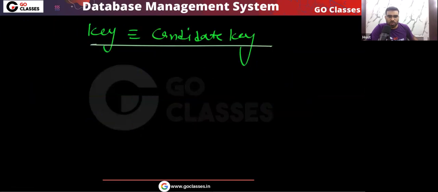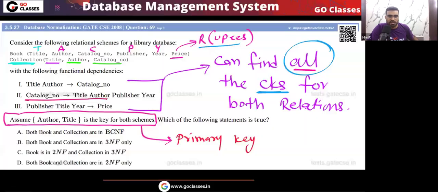This is the analysis of this GATE exam question. So please tell me what is the final answer. The collection table is in BCNF and the book table is in 2NF. Which option is correct? The question is asking which option is correct. Book is in 2NF and collection in 3NF. This is correct, right?